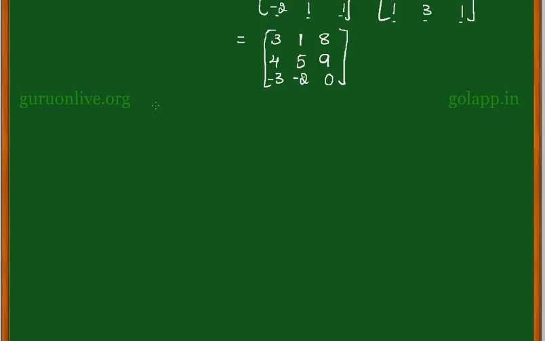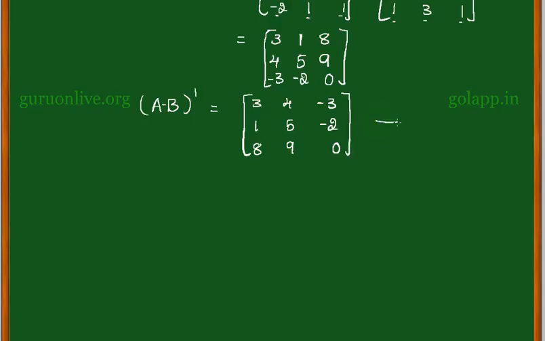So let me take the transpose of it so that we get the LHS. So A minus B whole transpose is equal to, interchange the row and column of A minus B matrix, which is 3, 4, minus 3, 1, 5, minus 2, 8, 9, 0. So call this as equation 3. This is your LHS of second sub-question. So let me find the RHS.